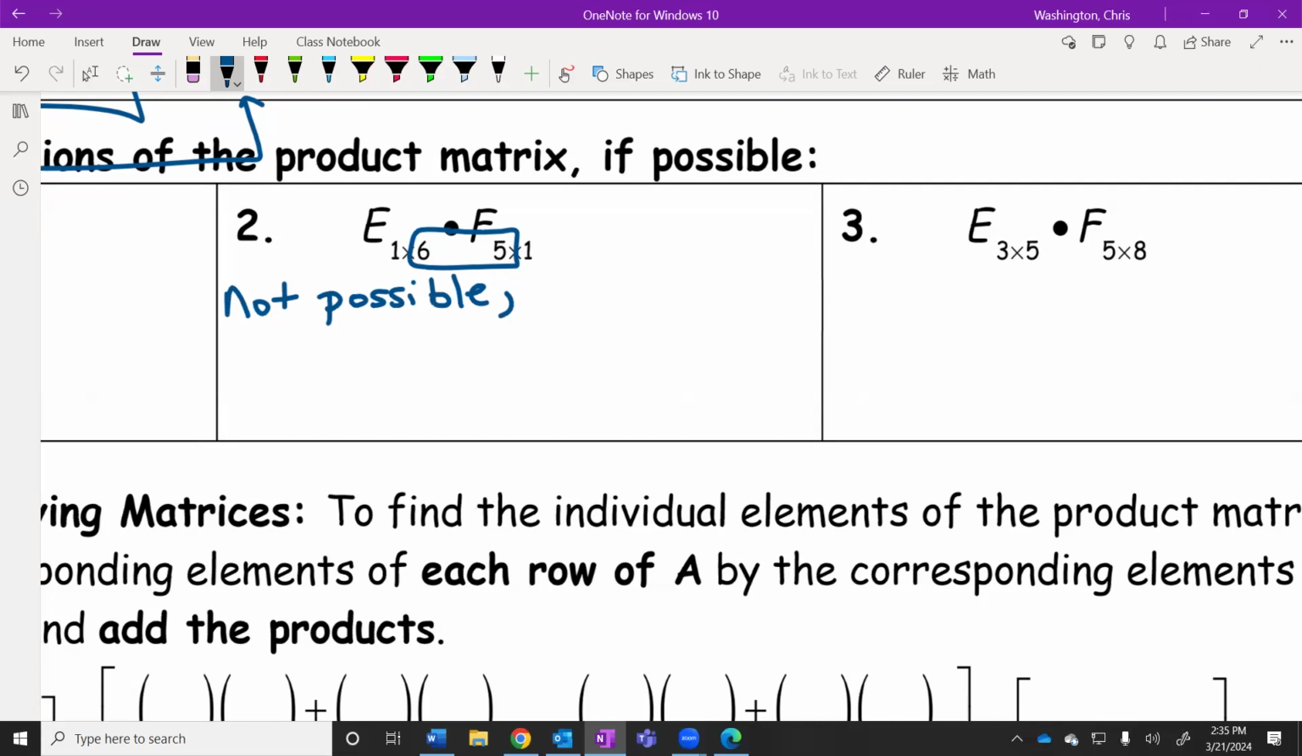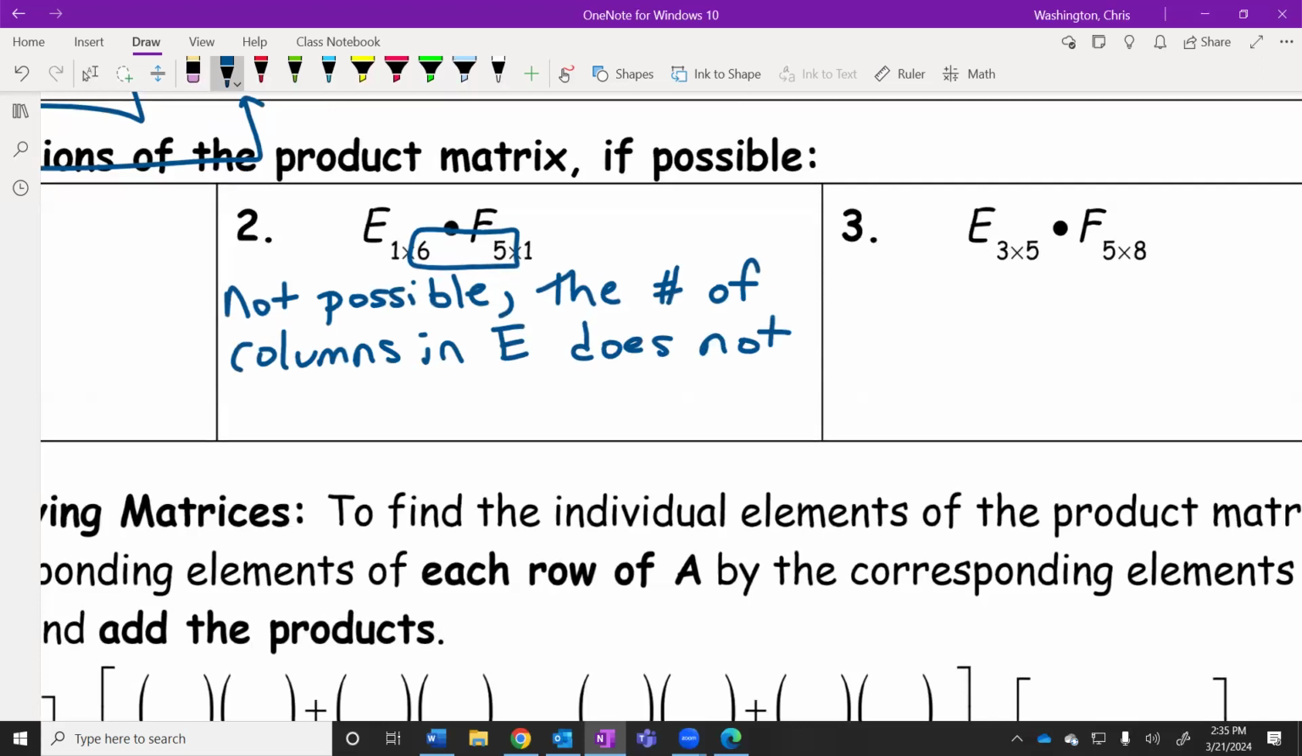So what could we say here? How do we know this is not possible? The number of columns in E does not equal the number of rows in F.